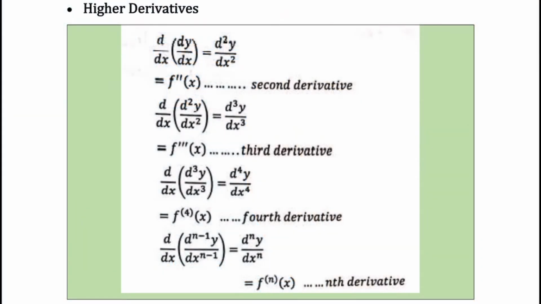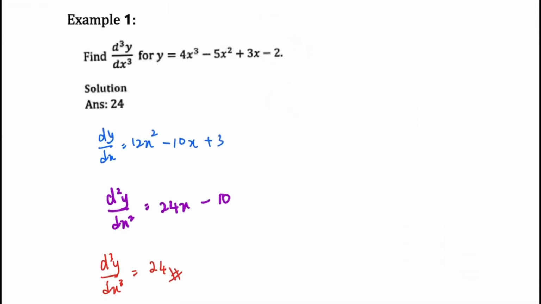Rules for higher derivative. The meaning of higher derivative is you want to do the second derivative, the third derivative, and so on. So let's see example 1 here. You need to find the third derivative. So from your y here, let's find the first derivative. So let's use power rule, bring down the power reduced by 1. So this is your answer.